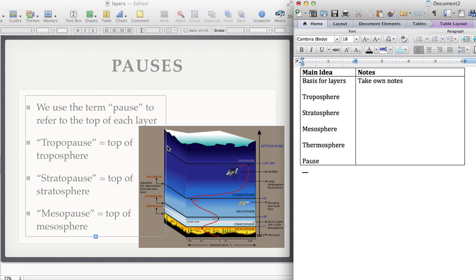And we don't really have a thermopause. Some books define an exosphere as 500 kilometers up, but we're just going to treat this as one layer. They're very similar in characteristics. We're just going to treat the thermosphere and the exosphere as the same thing. So we have a tropopause, a stratopause, and a mesopause.